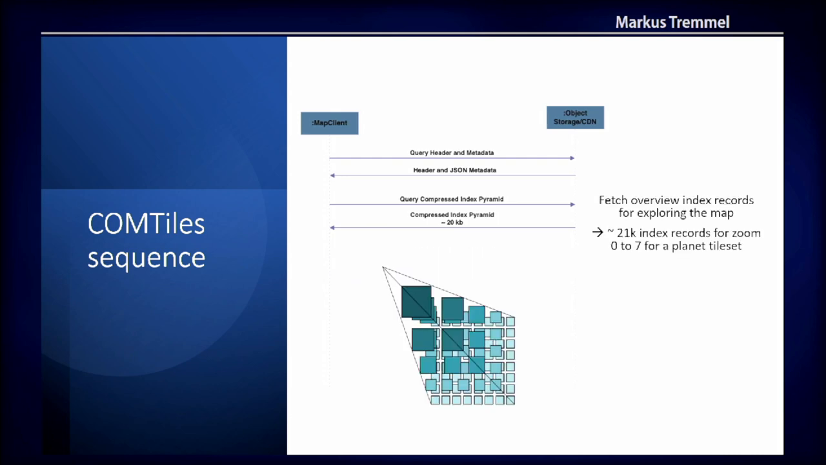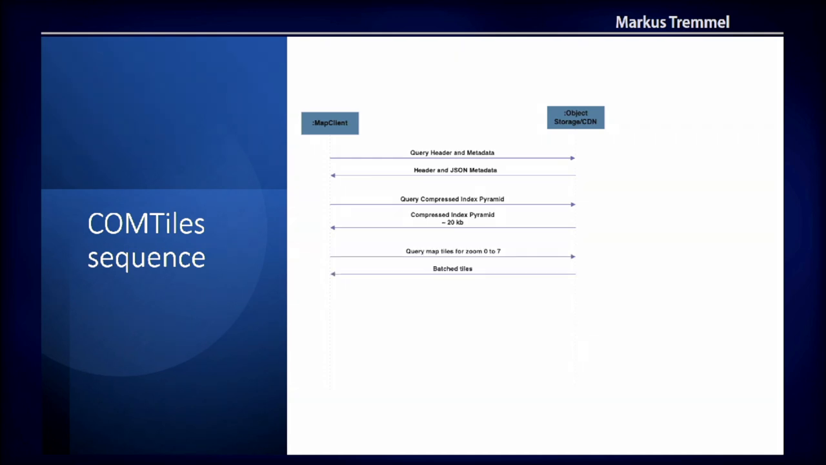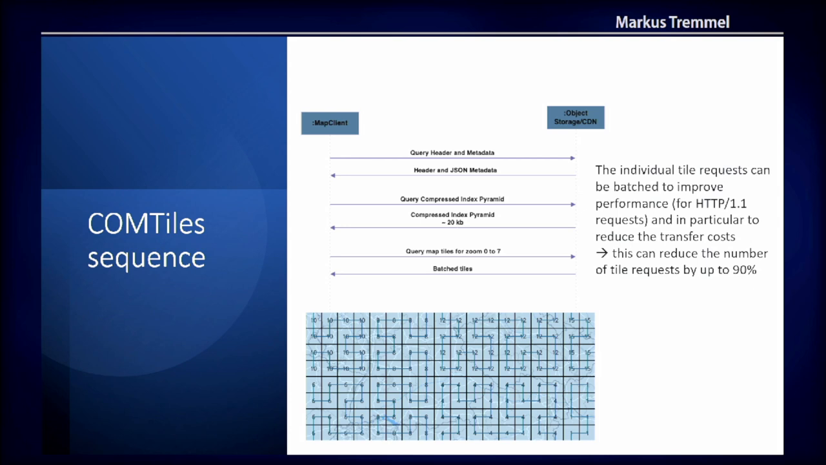So with that, you have a basic overview over the frequently accessed tiles. And then you have all the addresses and all the sizes of the tiles for zoom level 0 to 7. And now you can access the actual tiles via XYZ range request.